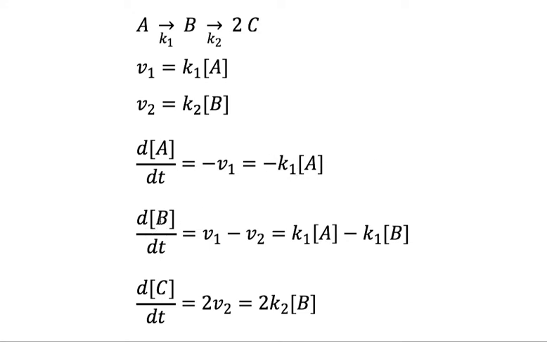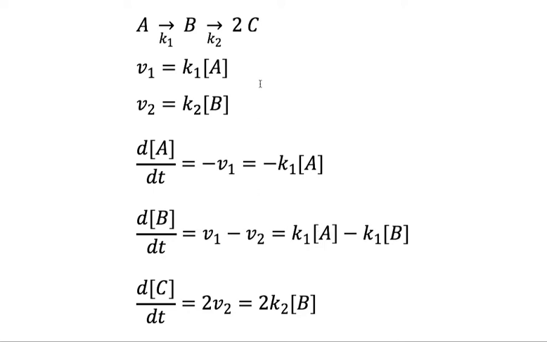B is a little more complicated because it's being made in this step, but then in this step over here, it's being eaten up. So we have a positive change and a negative change, and that's reflected down here. In either case, a single molecule of B is being either made or destroyed, so we just have V1 minus V2. So we have our V1 and then a minus V2.